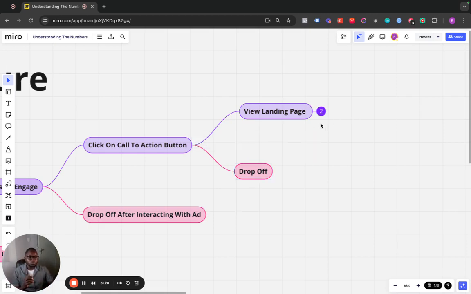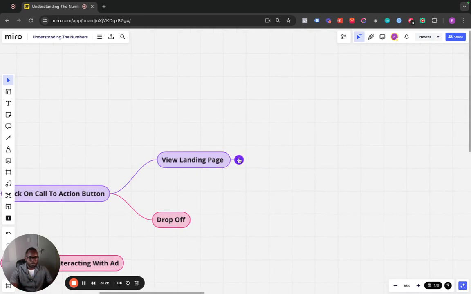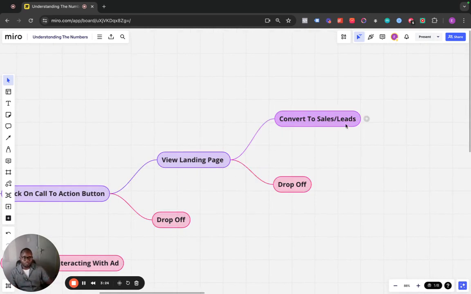But then for those who land on the page, there are those now who are going to convert and give you their information, if it's lead generation, they're going to give you the lead information. If it's e-commerce, they're going to make a purchase. But then the vast majority of users are also going to still drop off, right? Because it's very rare for you to have an extremely high conversion rate unless the number of users who are coming in on that page are quite small. But this is the typical user journey.